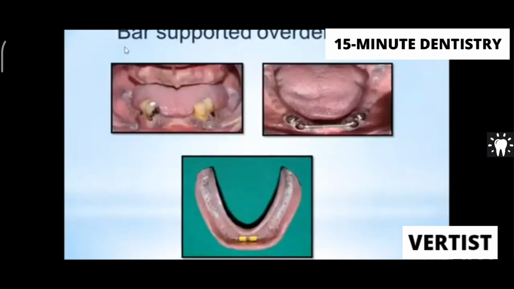And then the last one is the bar supported overdenture. You can consider this a splinted attachment, right? Others were non-splinted attachments. You can splint the two abutments with the coping and the bar. And these are the sleeves which are placed on the bar and then picked up in the denture. So this is the bar and sleeve type of attachment.